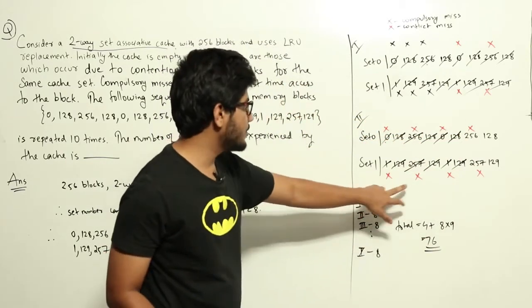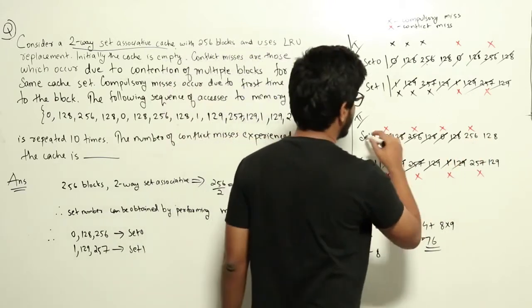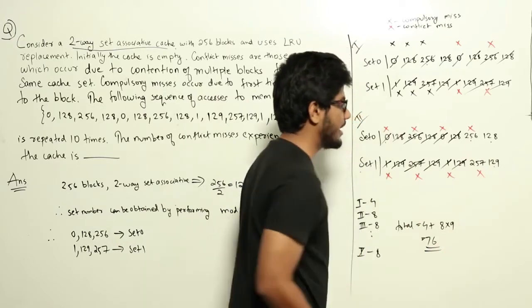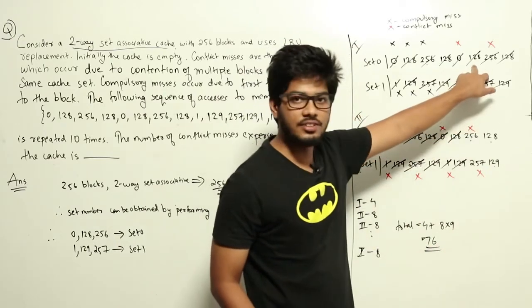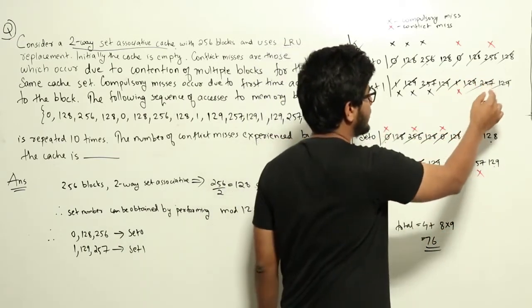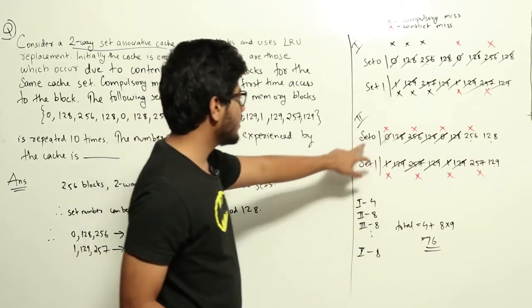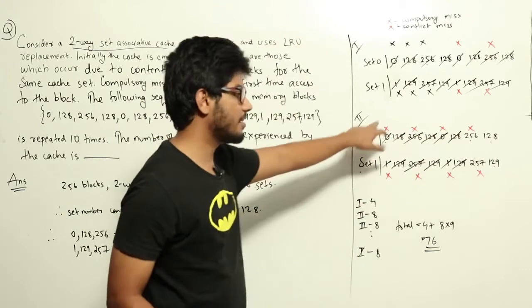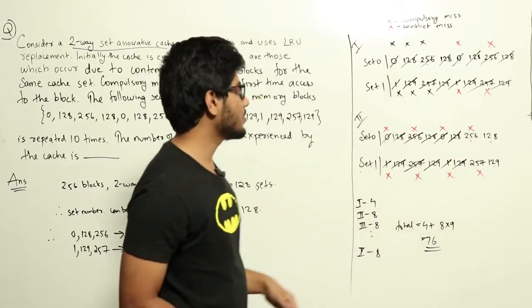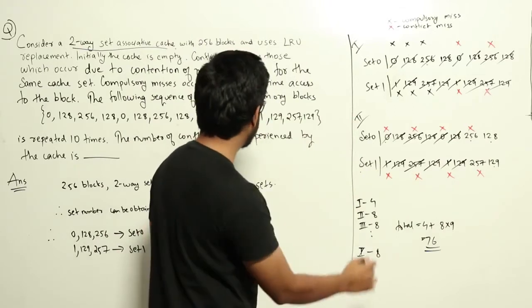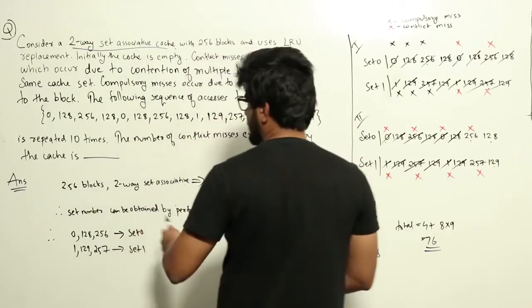Now after iteration 2, set 0 has 256 and 128, set 1 has 257 and 129, which is the same as what we had after iteration 1. So in iteration 3 also, it will just repeat whatever is happening here. So iteration 3 will add 8 more conflict misses. It will keep on going till iteration 10. In the question, they have given us that it was repeated 10 times.